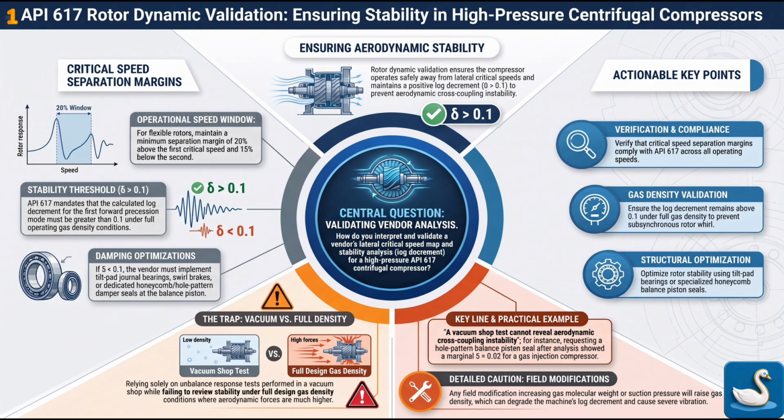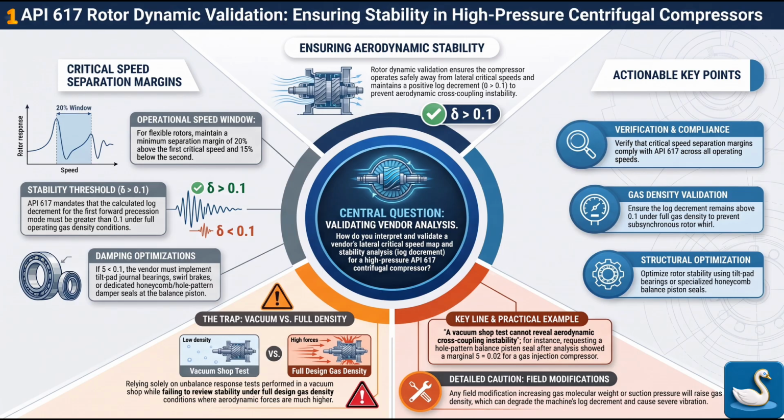So let's pressure test those exact margins. I need specifics here. When you are evaluating a flexible rotor operating above its first critical speed, what exact critical speed separation margins are you accepting from a vendor before you approve the architecture? I do not rely on vendor preference. I strictly enforce API 617 requirements.